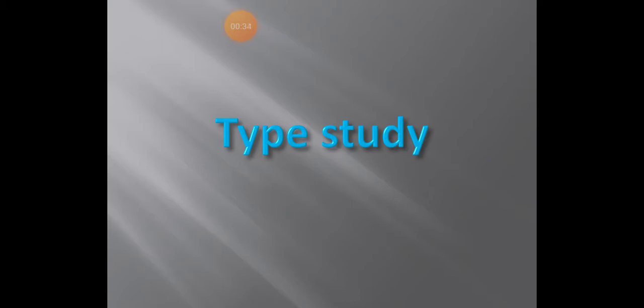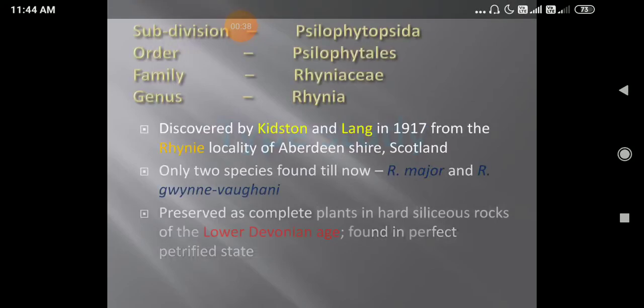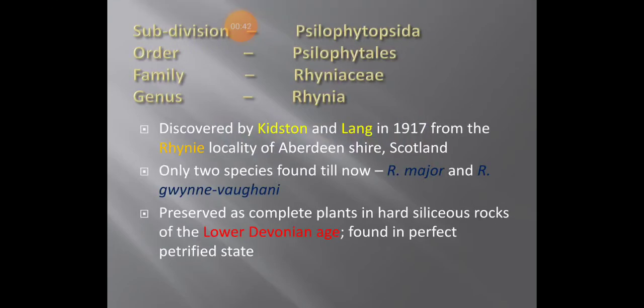Usually for your syllabus you will have two examples: one is Rhynia and another one is Lepidodendron. First we look at Rhynia. Rhynia belongs to the pteridophytes, class Psilotopsida, order Psilophytales, family Rhyniaceae. The example is Rhynia.